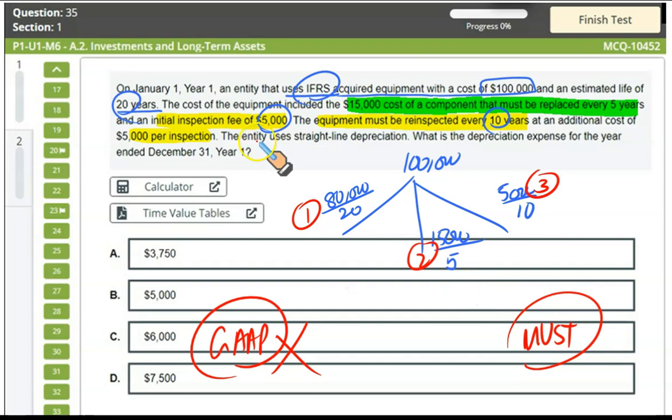So the question says, if straight line depreciation is used, what is the depreciation expense for the year ended December 31st, year 1? So 80,000 by 20, so 4,000 for this type of asset.